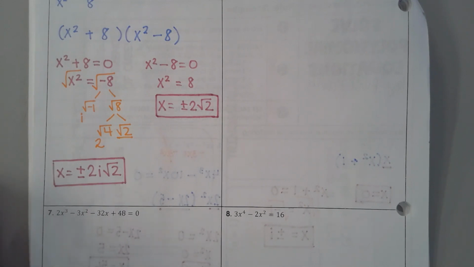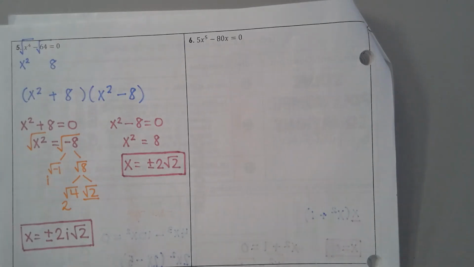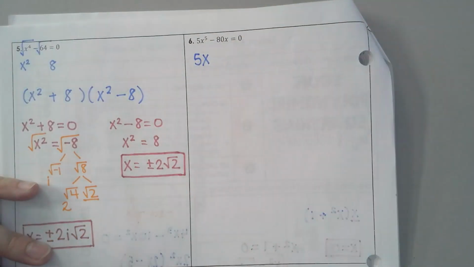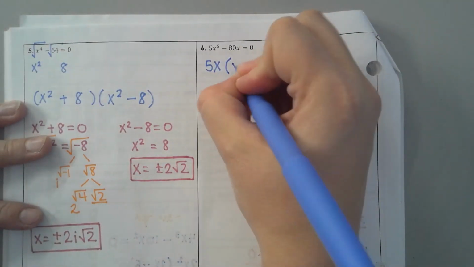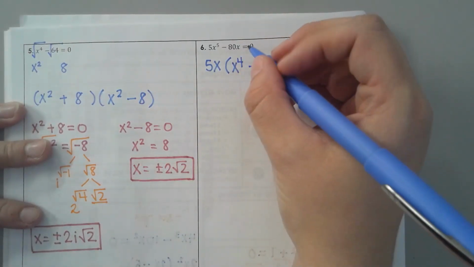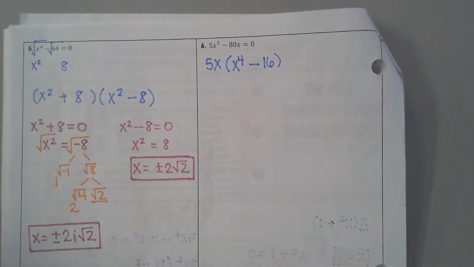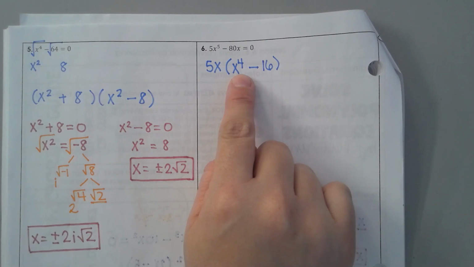Any questions? All right, number 6. Do I have a GCF? Yes. What is it? 5. 5x. They're both divisible by 5, and they both have at least an x. So that leaves me with x to the 4th minus 16. Is this one of our things? It's a difference of squares.